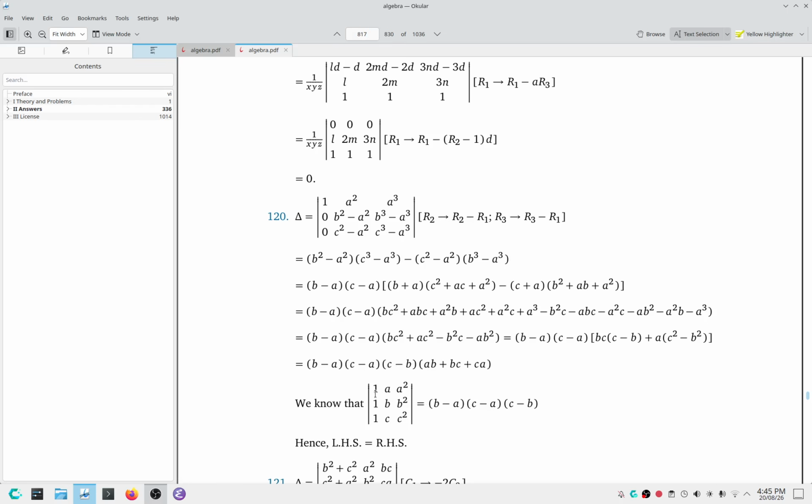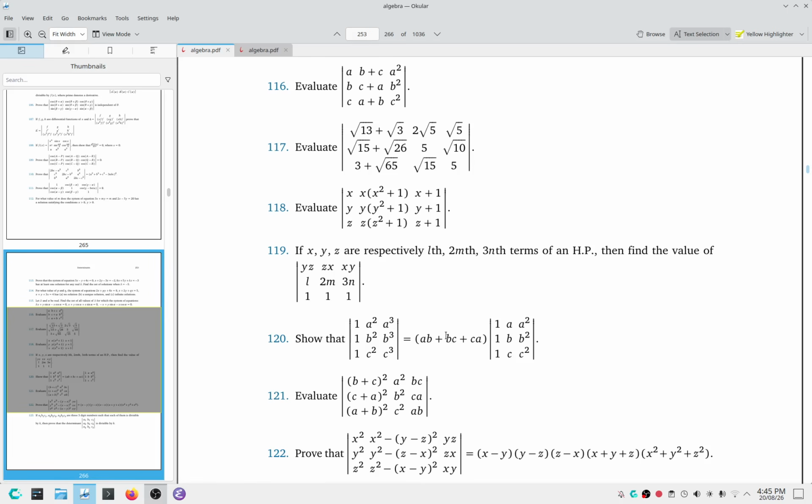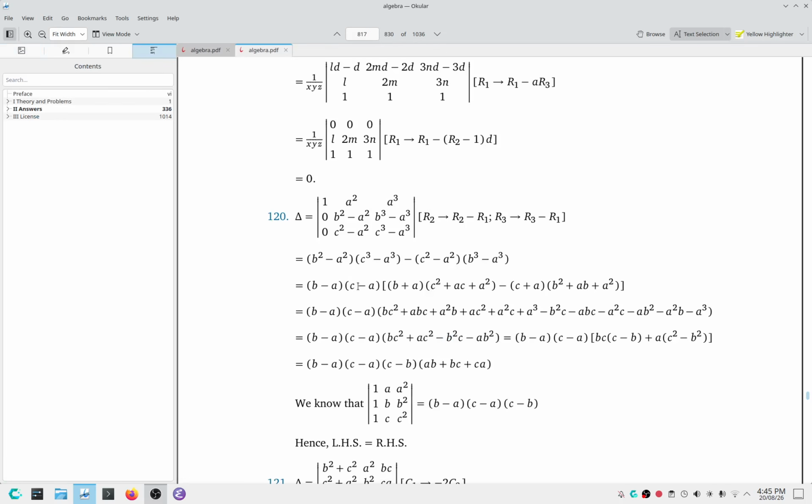And the second determinant, with rows 1, a, a²; 1, b, b²; 1, c, c², we have already evaluated to be (b − a)(c − a)(c − b). And thus we have the left hand side equal to the right hand side. Okay, so this is how we solve determinants, and we have completed up to question 120.